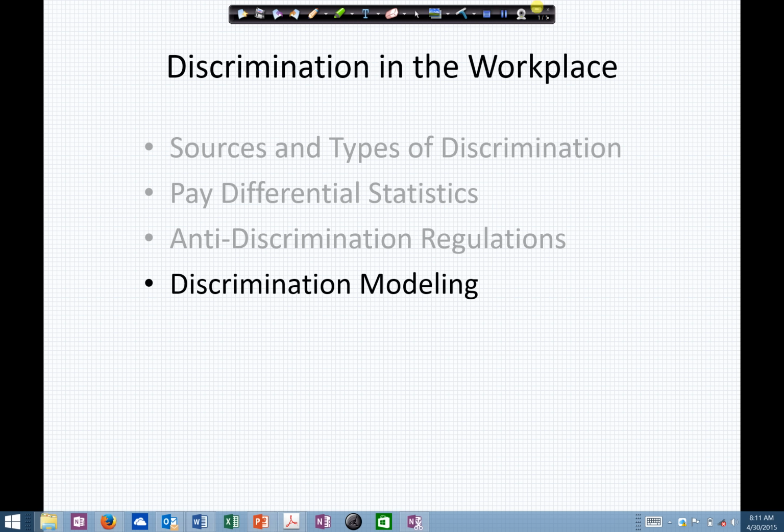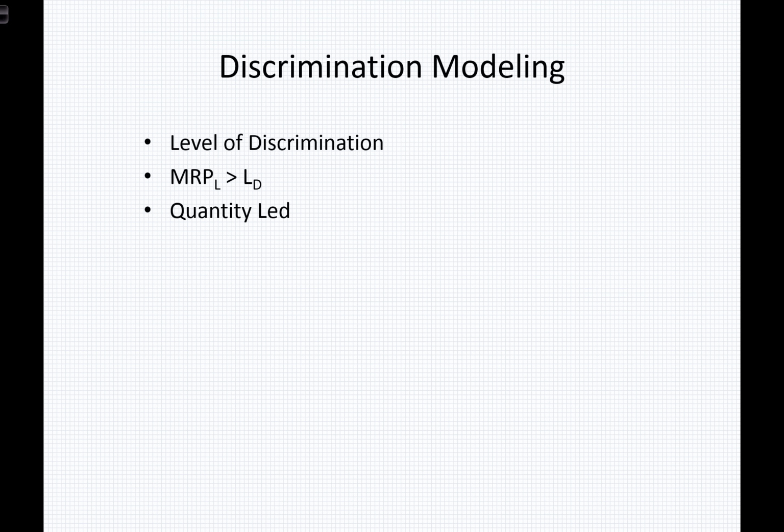In this final segment on discrimination in the workplace, we'll take a look at some of the various models that we can use to discuss levels of and the significance of different types of discrimination. First, we'll take a look at models that tell us something about the level of discrimination. We'll take a look at a model that we think of when marginal revenue product of labor is greater than labor demand for a particular type of worker, which really is the same way as saying labor demand for that worker is less than the marginal revenue product of labor for the worker. And then we'll look briefly at a quantity-led model for a utility maximizing firm, not a profit maximizing firm.